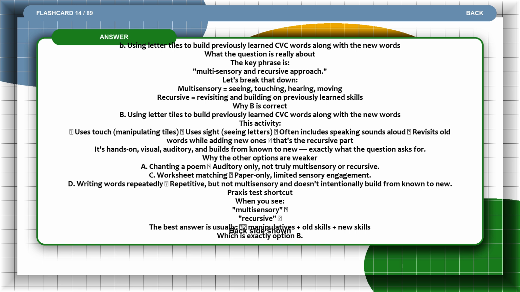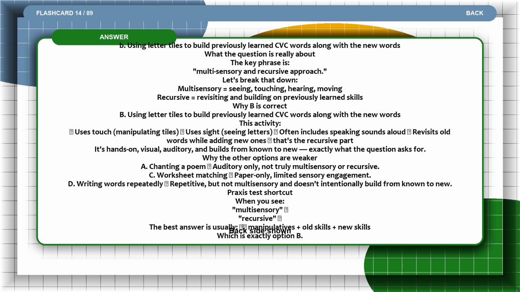Why B is correct. Using letter tiles to build previously learned CVC words along with the new words. This activity uses touch, manipulating tiles. It uses sight, seeing letters. It often includes speaking sounds aloud. It revisits old words while adding new ones. That's the recursive part. It's hands-on, visual, auditory, and builds from known to new, exactly what the question asks for.